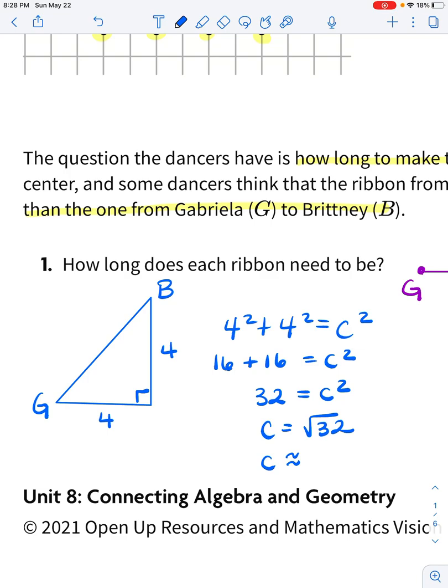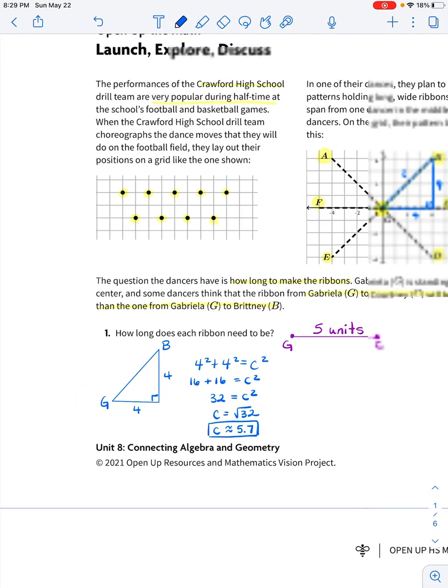So I'm going to pop up my calculator here. And the square root of 32. Okay, I'm getting 5.656. So that's going to round up to about 5.7. Okay, double check that you're getting that on the calculator. So if I were to go back to the question and make sure I'm answering that.